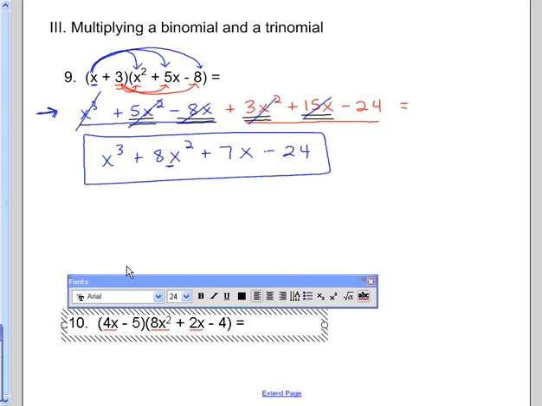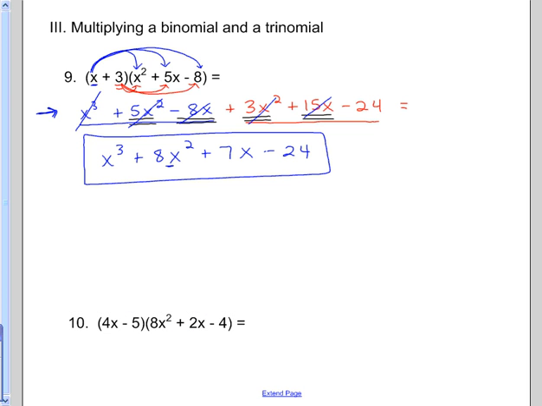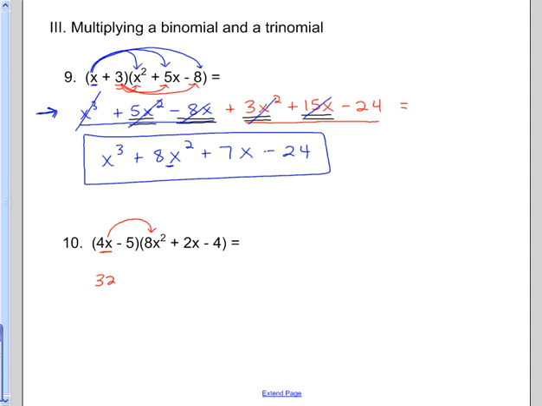I'll move this one up so we can have some more room to work with it. Okay, I have 4x minus 5 as my binomial. Distribute the 4x. 4x times 8x squared would be 32x cubed. 4x times 2x would be a positive 8x squared. 4x times negative 4 would be a negative 16x. And as always, watch your signs.